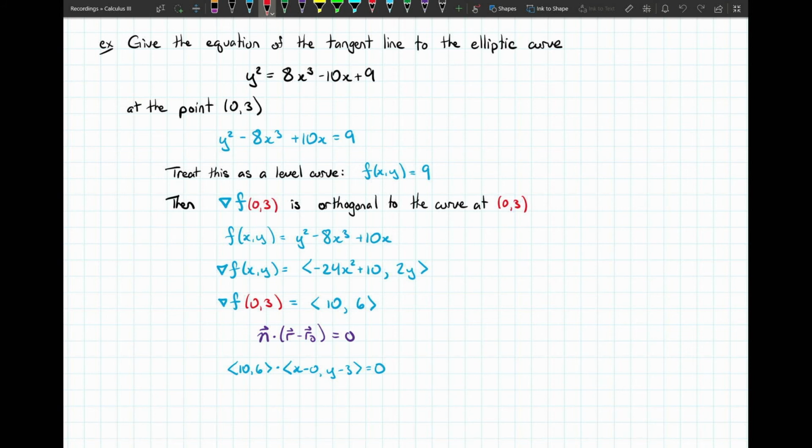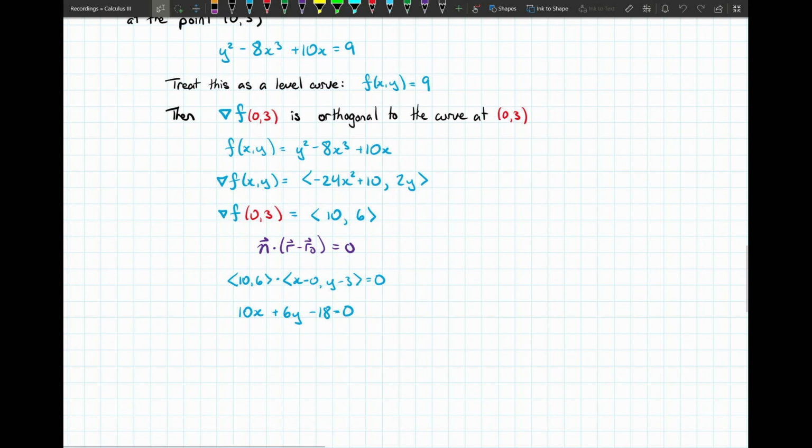When we calculate the dot product, we multiply component-wise: 10 times x plus 6 times (y minus 3). That gives us 10x plus 6y minus 18 equals 0, and that is the equation of our tangent line. Of course, we could simplify that by dividing everything by 2 if we want. And if we're happier to write that in y equals mx plus b form, then sure, we can go ahead and solve for y. We find that we have a slope of negative 5/3 and a y-intercept of 3. And you'll notice 5/3 is equivalent to 10/6.